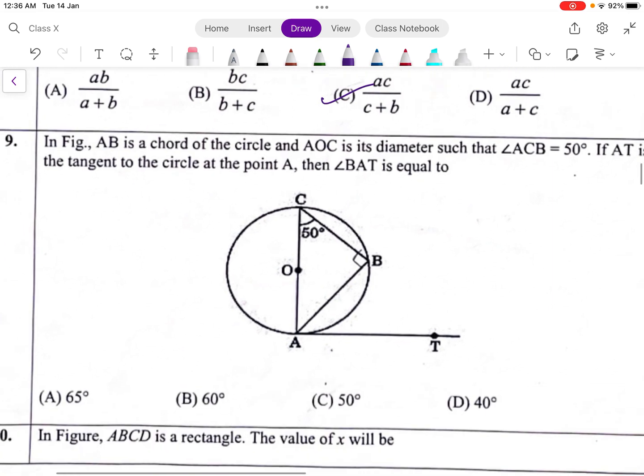Coming to the ninth question, here we have to find the angle BAT for this given diagram. Suppose you take this point C and A which is passing through the center, therefore it is nothing but the diameter, which subtends an angle of 90 degrees at any point on the circle. If it is 90, therefore this angle must be 40 degrees. Now another tangent is drawn at point A, and we know that the angle between the center and the tangent will always be 90 degrees. So therefore this must be 50 degrees. That is the correct option.